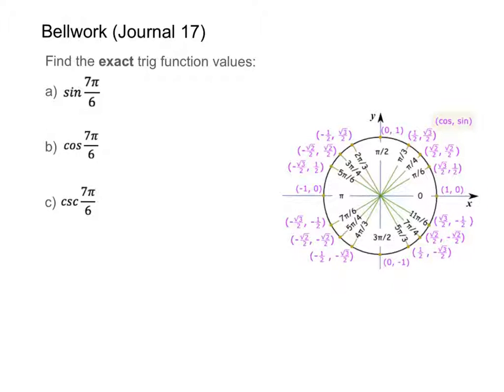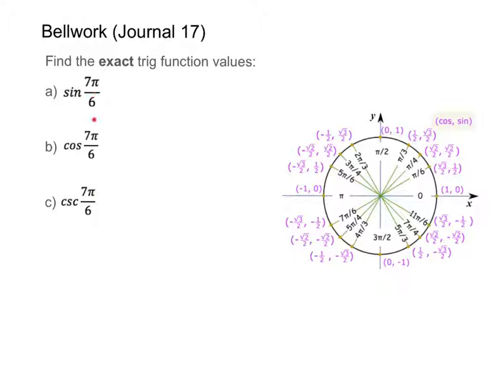Right, so we're in Journal 17 here. In this problem for our bell work, all it's asking you is to find the exact value for the trig function. If you're given a trig function and you're given the angle, in this case it's in radians because there are pi's here, and you want to know the exact value, that's when you probably want to use the unit circle, because these are angles you can find on the unit circle.